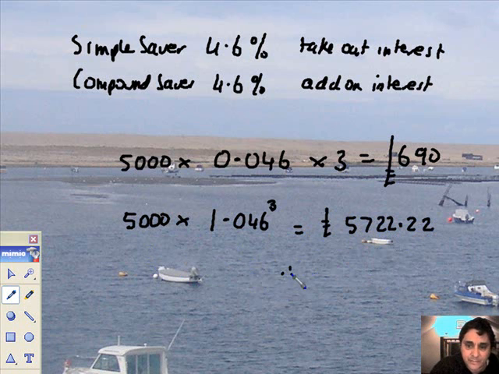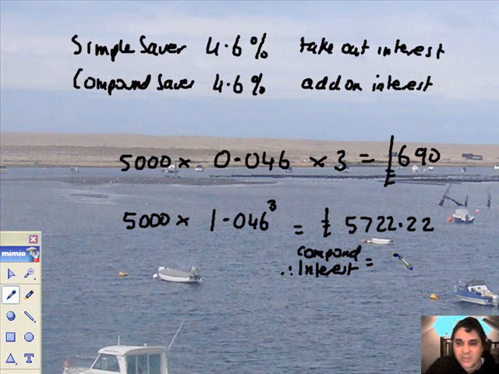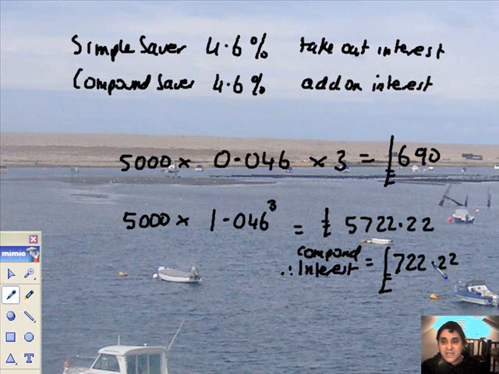Therefore, the difference, which is compound interest actually, is going to be that minus the original 5,000. We can all see that £722 and 22p. Now look, Roy put in the same amount, and instead of taking out his interest every year and ending up with £690, he left it there and got £722 and 22 pence, which is a little bit more.